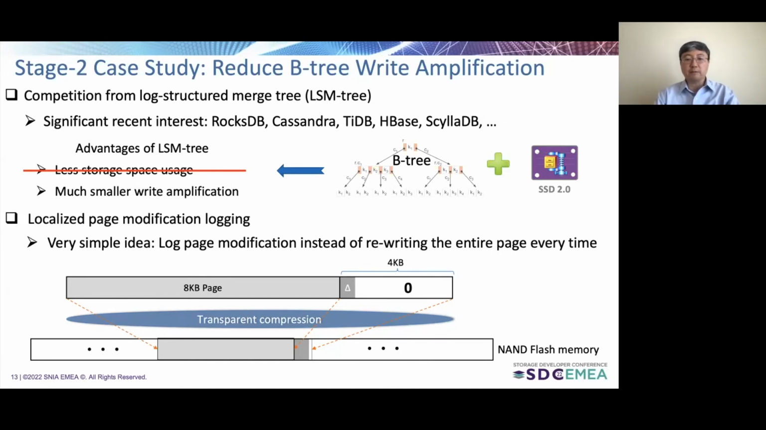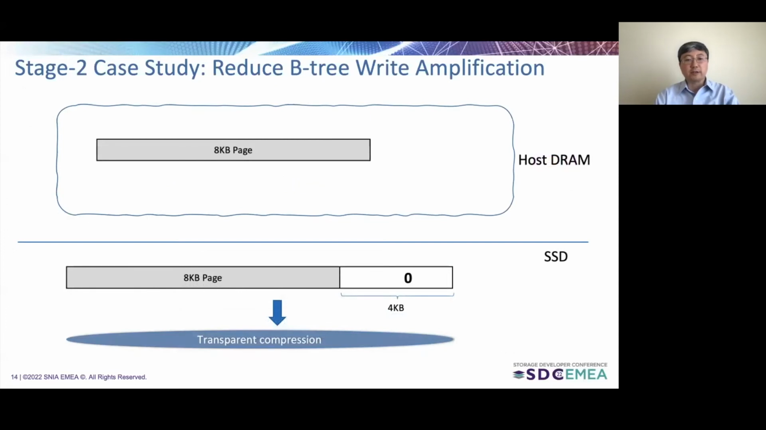Once we modify the B tree and it runs on SSD 2.0 with transparent compression, we can significantly reduce the B tree write amplification and make all the advantages of the log structure merge tree largely go away. So that is the reason why we claim that here we make the best data structure, B tree, even better. So to further illustrate, let's consider the following example.